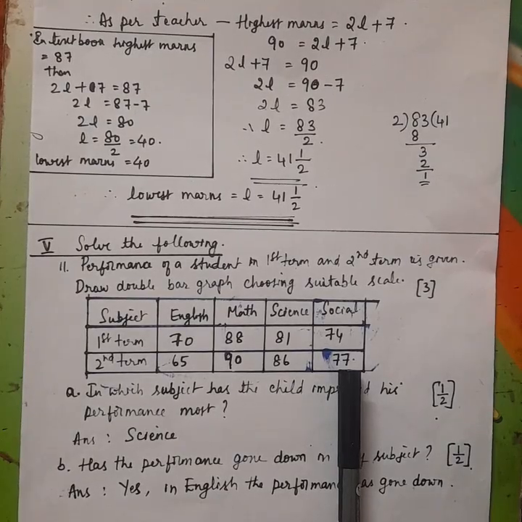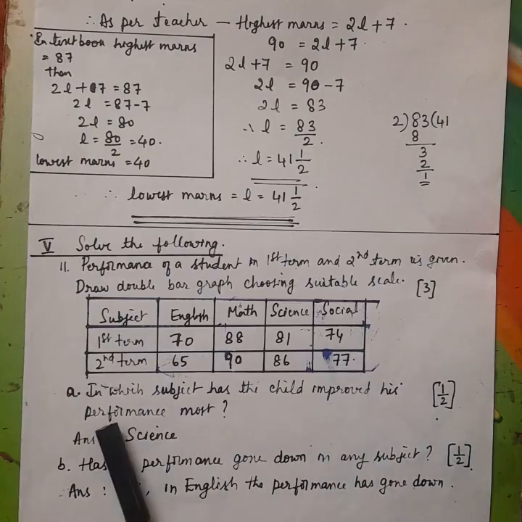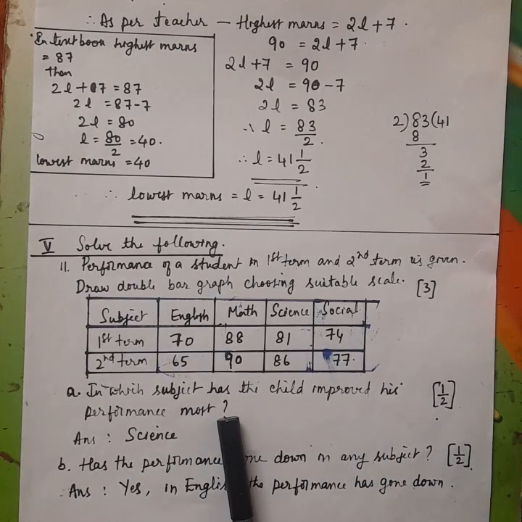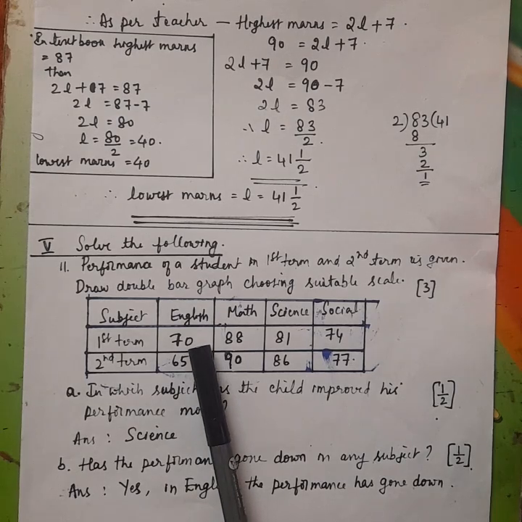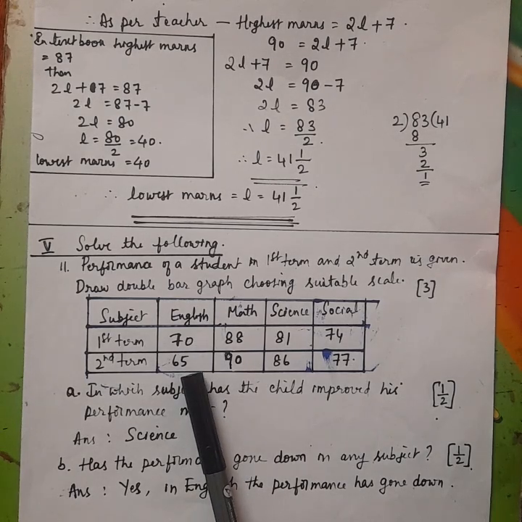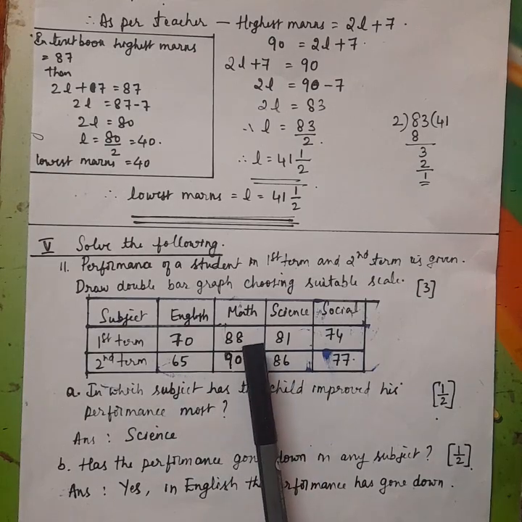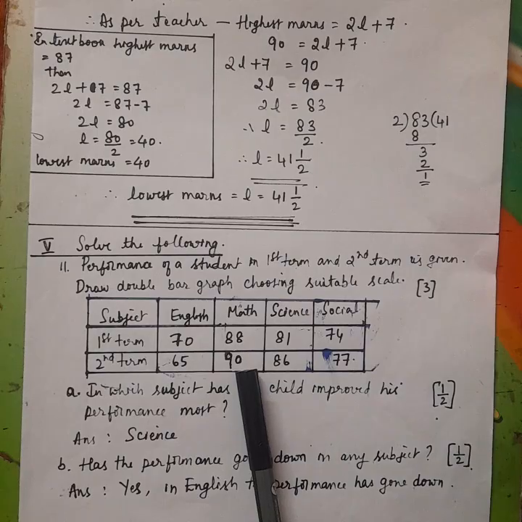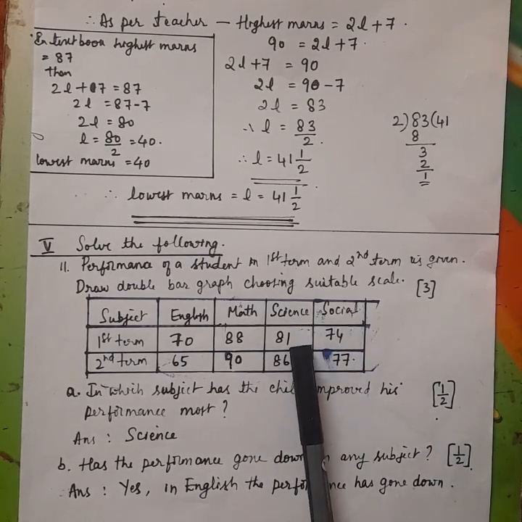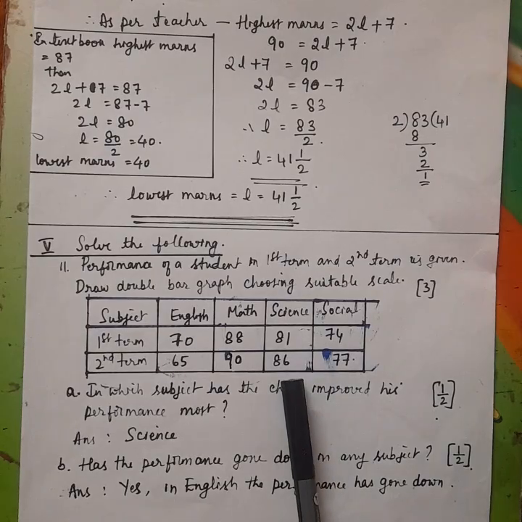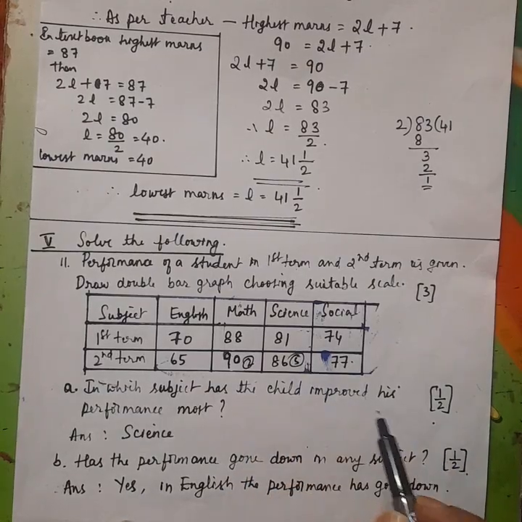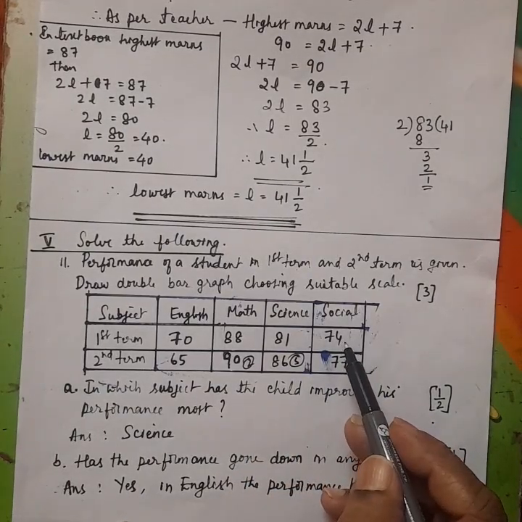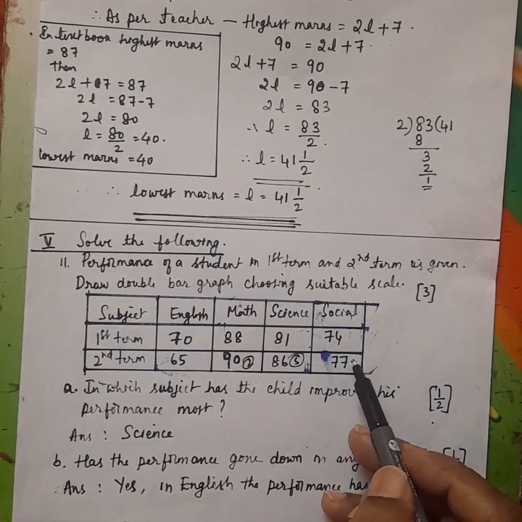Now check the question. Question A. In which subject has the child improved his performance the most? That is, in which subject has he got more marks than in the other subjects. In English he has gone down, because in the first term he got 70 and in the second term 5 marks less, it's 65. In Math he has taken 88 in the first term, 90 in the second term, that is 2 marks more. In Science he has taken 81 in the first term and 86 in the second term, so that is 5 marks more. In Social Studies he has taken 74 and 77 in the second term, so here 3 marks more.